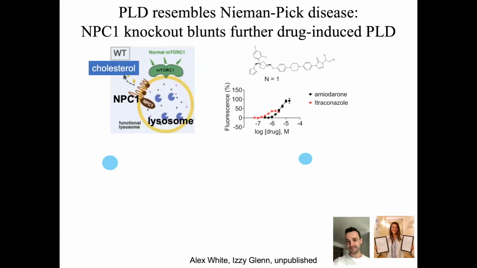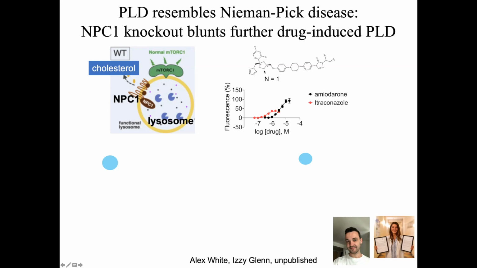I wanted to say one quick thing about mechanism. One thing that's emerged is this cholesterol axis. Phospholipidosis is a huge problem for pharma, but its mechanism isn't really well understood. And so we thought we'd look at that, and if we understand the mechanism, we can control for it better pragmatically. One thing that Alex White, who was a postdoc in the lab, noticed is that phenotypically Niemann-Pick disease has a lot of the same phenomena that we see in phospholipidosis.